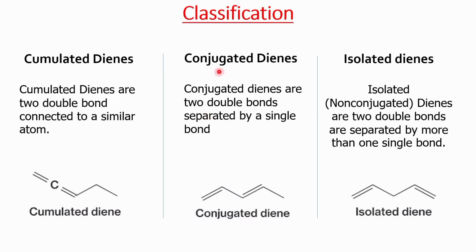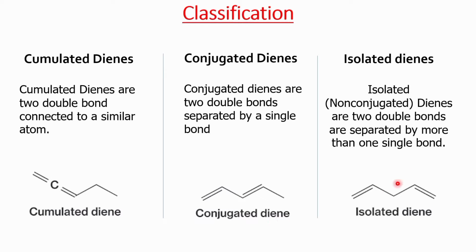If the dienes are conjugated dienes, they have two double bonds separated by one single bond. That means it is alternate: double bond, single bond, then again double bond. So these two double bonds are separated by one single bond, and that is called conjugated dienes.